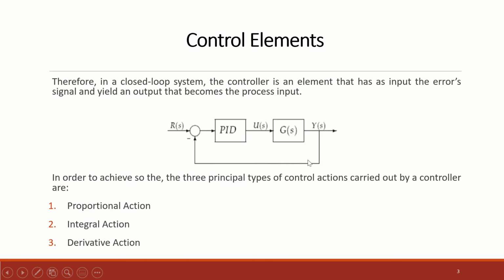Therefore, in a closed-loop system, the controller is an element that has as input the error signal, and yields an output that becomes the process input. In order to achieve so, the three principal types of control actions carried out by the controller are the proportional action, the integral action, and the derivative action.